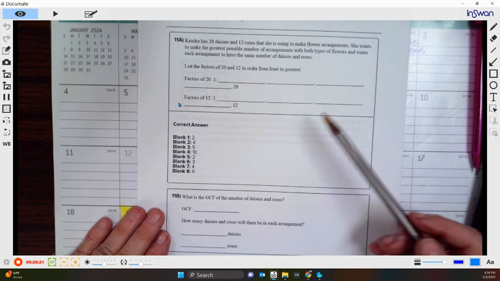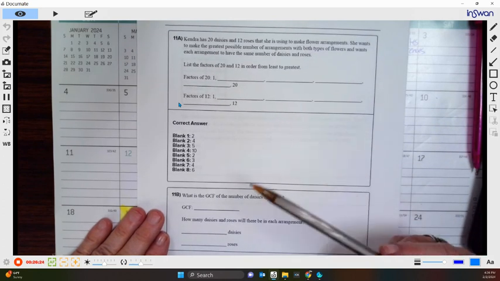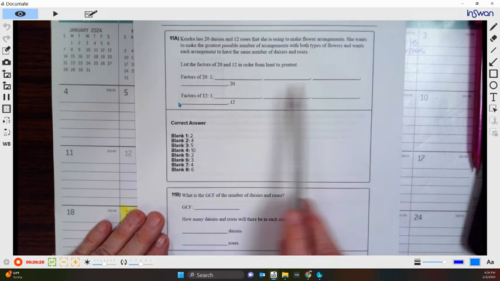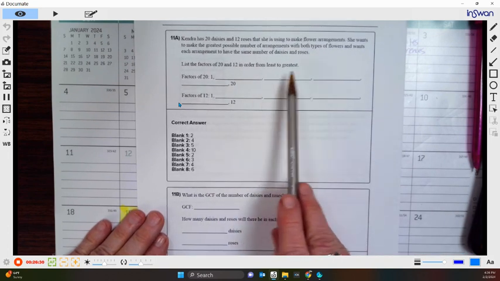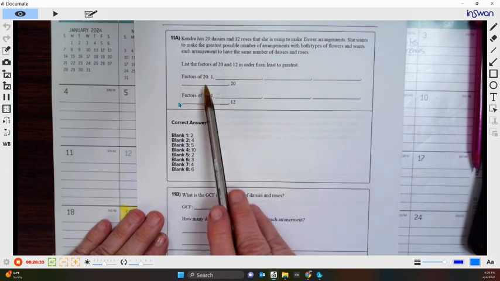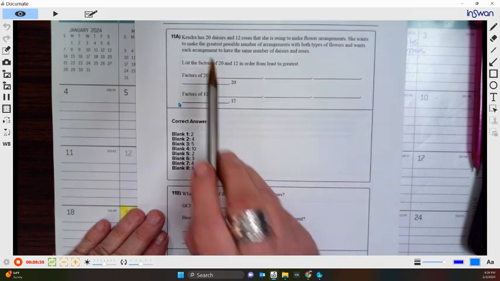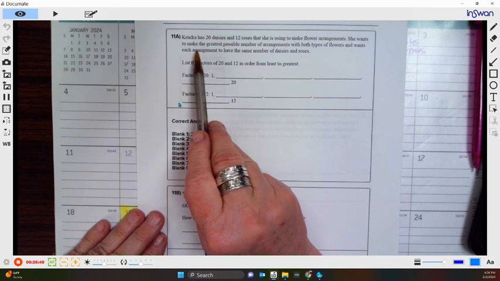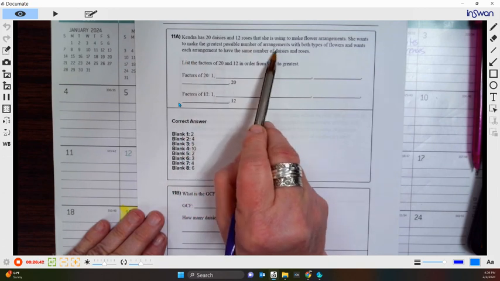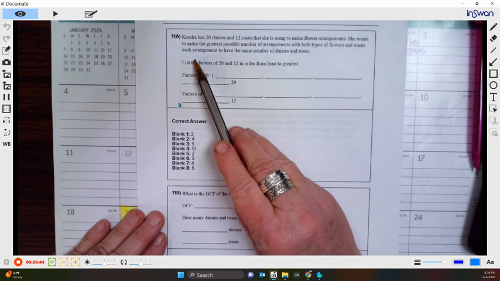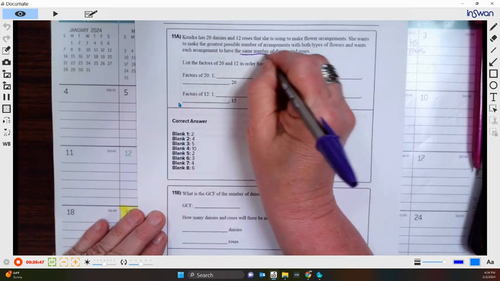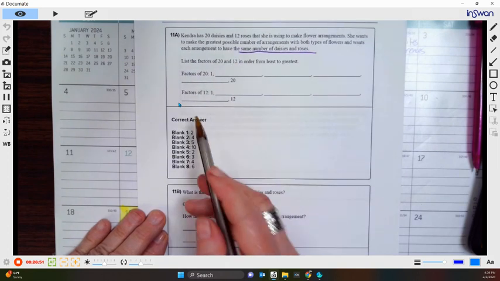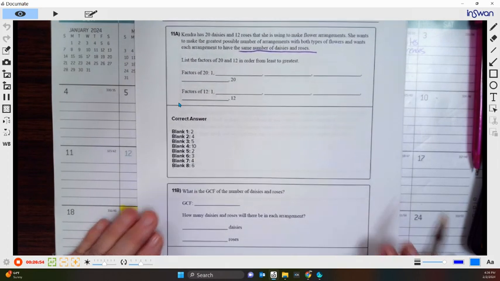because it gives you the amount of each thing and it asks you to list the factors. And once you have the factors listed, you can easily see what the greatest factor is, and that would give you how many arrangements you would have. So it says you got 20 daisies and 12 roses that she's making flower arrangements. She wants to make the greatest possible number of arrangements with both flowers and wants each arrangement to have the same number of daisies and roses. So with this, I've got to determine what the greatest common factor is so that I can make groups.